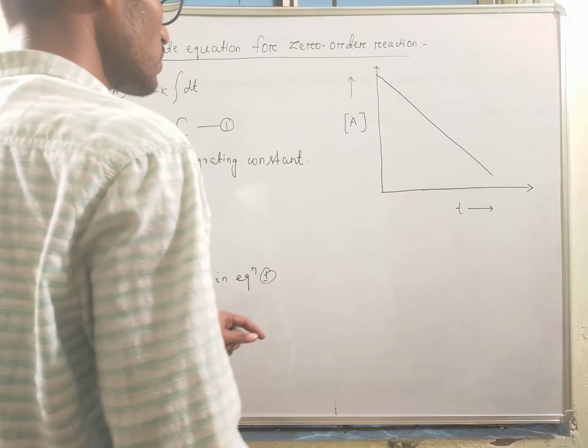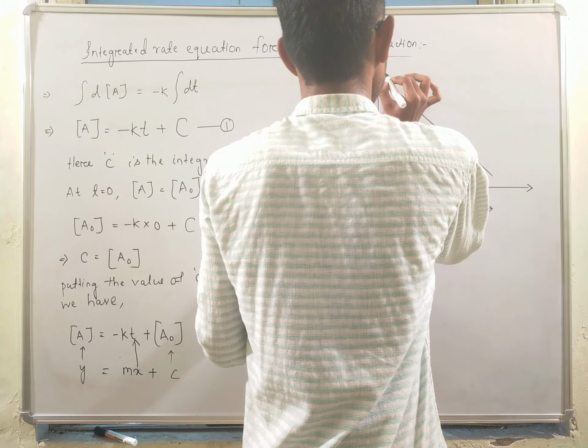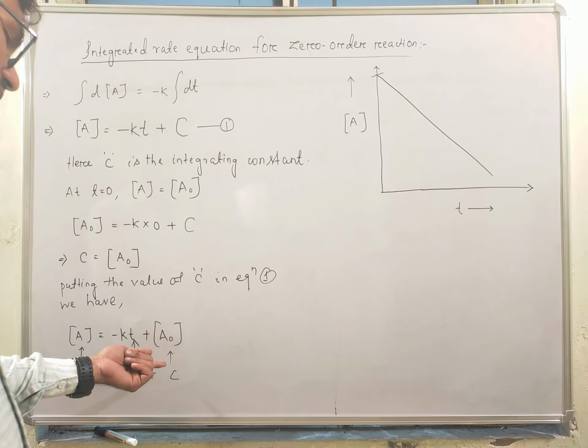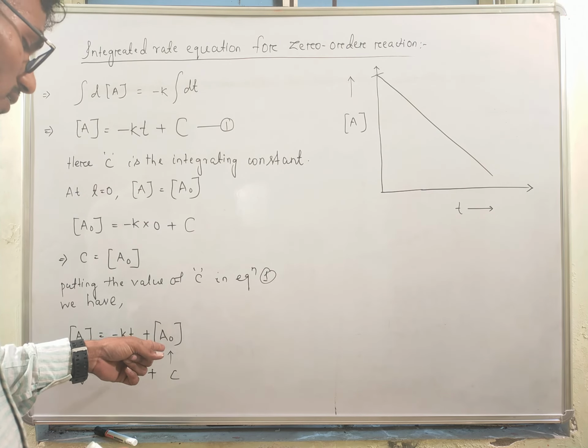Here a naught is the y-intercept. This point is the y-intercept, c is the y-intercept. Here a naught is the y-intercept.